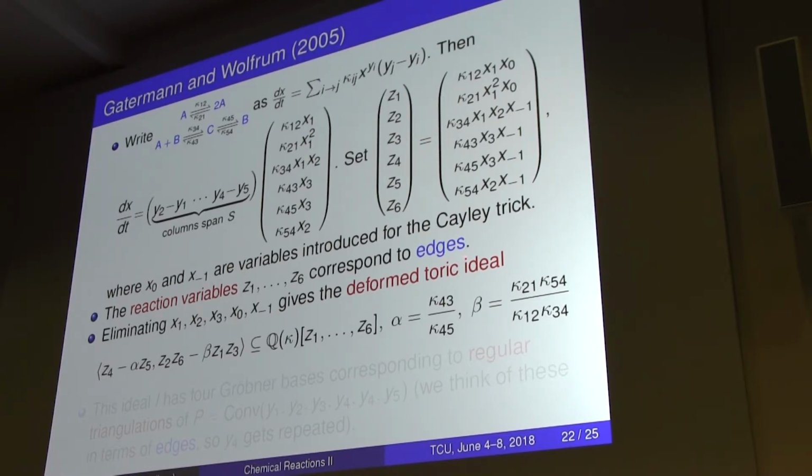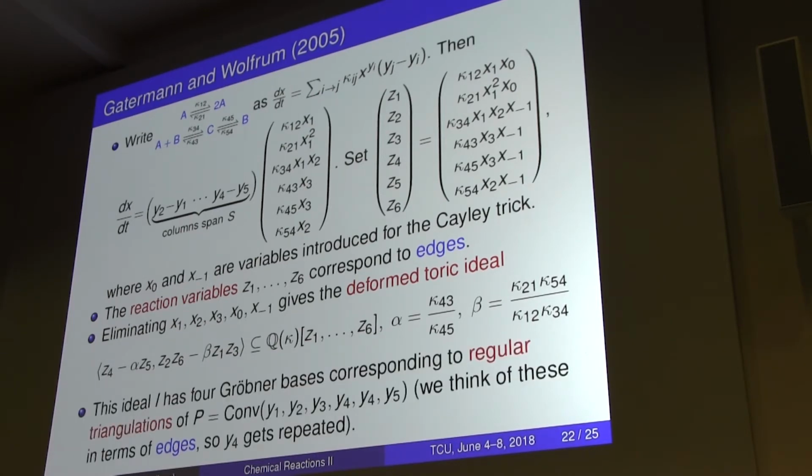And you get what they call a deformed toric ideal, because if alpha and beta were 1, that would be just the usual kind of binomials that define a toric variety, but you are deforming it with these alphas and betas, and you work out that alpha is this and beta is this. But of course, since I'm working in the function field, I'm perfectly happy with that. Now this ideal, let's think about it from the point of view of Gröbner bases, and it turns out it has 4 Gröbner bases, and you can calculate them using regular triangulations of a certain polytope.